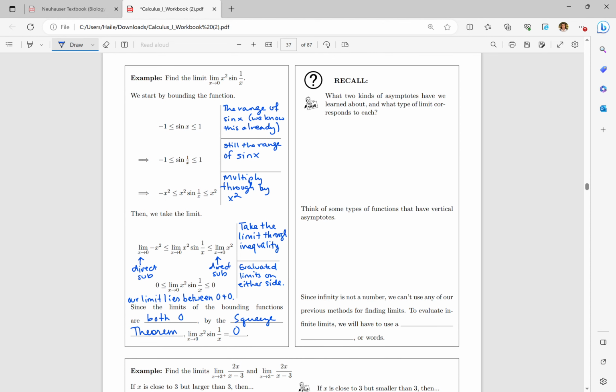Okay, so next we're going to talk about another kind of limit solving strategy. To motivate this, let's do a little recall. What two kinds of asymptotes have we learned about and what type of limit corresponds to each? For one, we had horizontal asymptotes, and those corresponded to limits at infinity. And second, we had vertical asymptotes, and those corresponded to infinite limits.